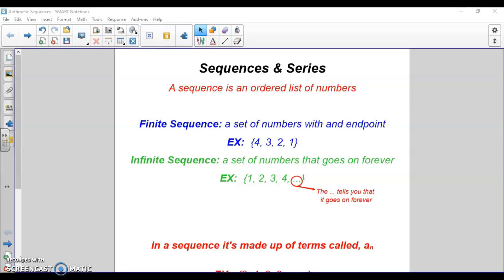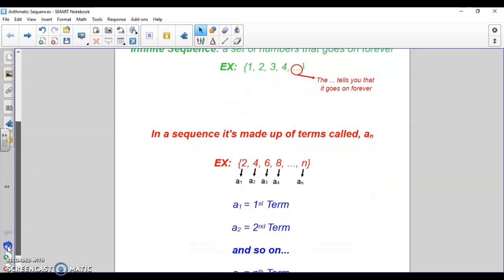A sequence in general is just an ordered list of numbers. It's just a set of numbers. You have a finite sequence, you have an infinite sequence. Pretty self-explanatory between those two. Finite, there is an endpoint to it. Infinite, it goes on forever. The ... tells you that it goes on forever. So we'll see a little bit of both.